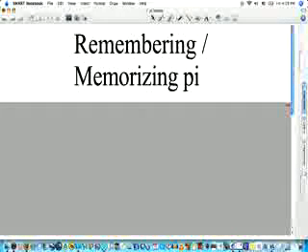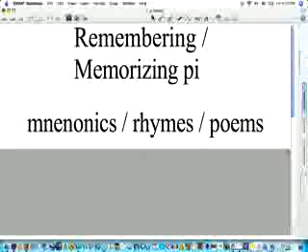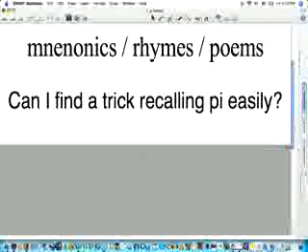Remembering or memorizing pi, there are people who can memorize pi to many digits. Some people use mnemonics or rhymes or poems to remember digits of pi. Here's one such mnemonic: "Can I find a trick recalling pi easily?" Now you might wonder how this has to do with remembering the digits of pi, but if you look at the number of letters in each word, the first word has 3 letters, 1, 4, 1, 5, 9, 2, 5.